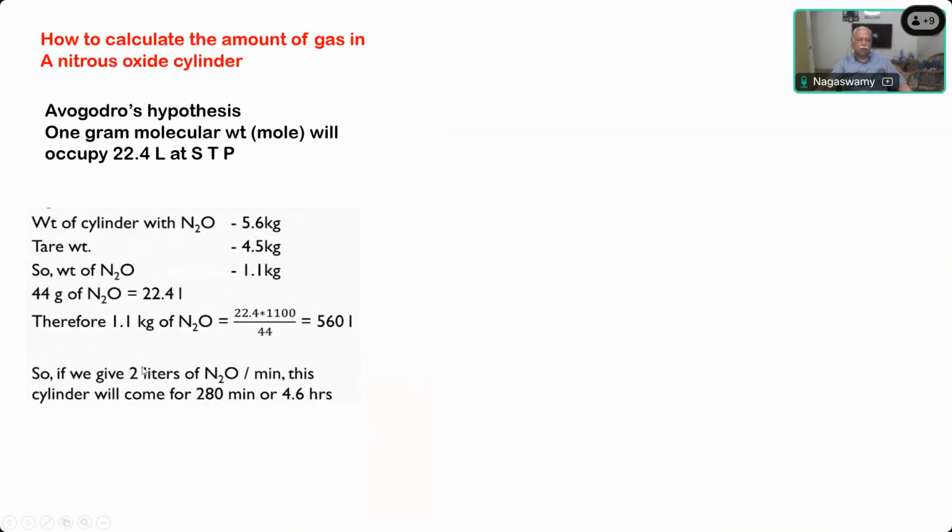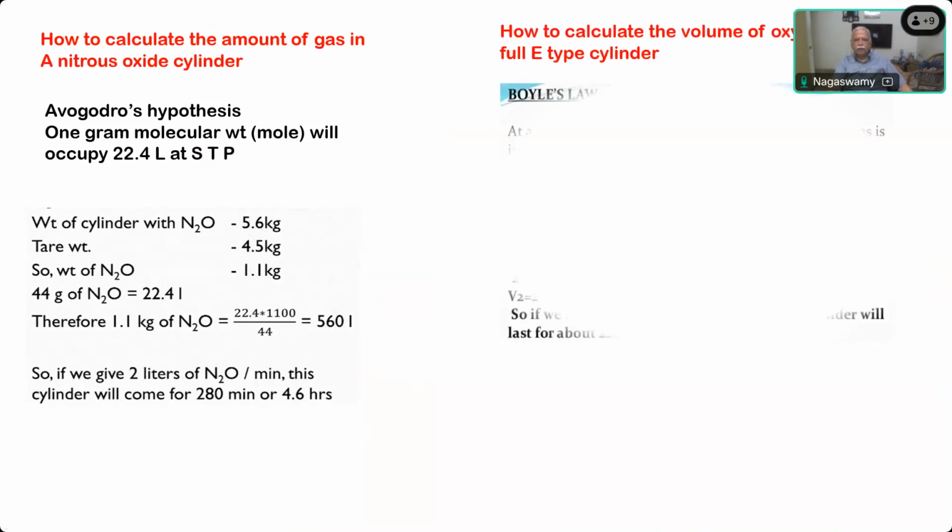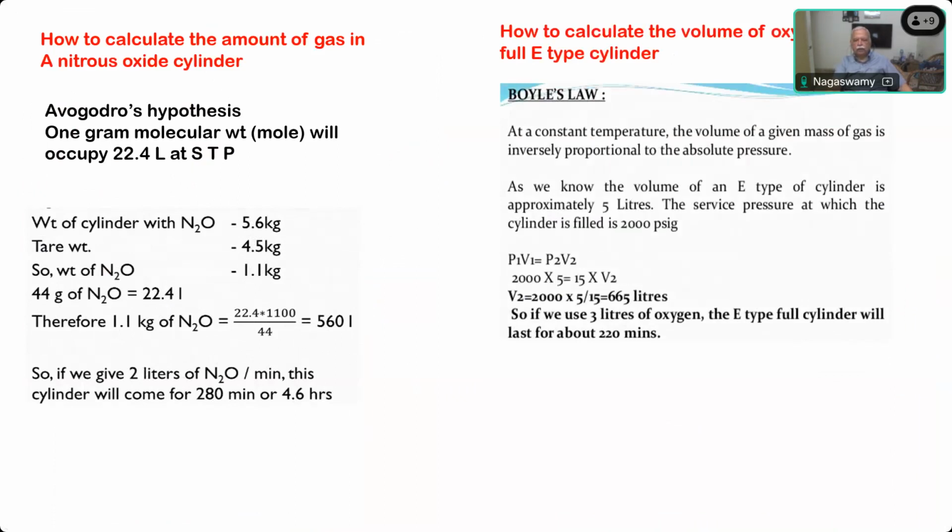And if you use it at 2 liters per minute, it will last for 280 minutes, which is roughly 4.6 hours. So that's how this calculation can sometimes be asked. Whereas for oxygen, this is not the case, because Boyle's law applies. These are all basic questions which examiners repeatedly ask. So for oxygen, the calculation is done using Boyle's law. For nitrous oxide content, you have to use Avogadro's hypothesis.